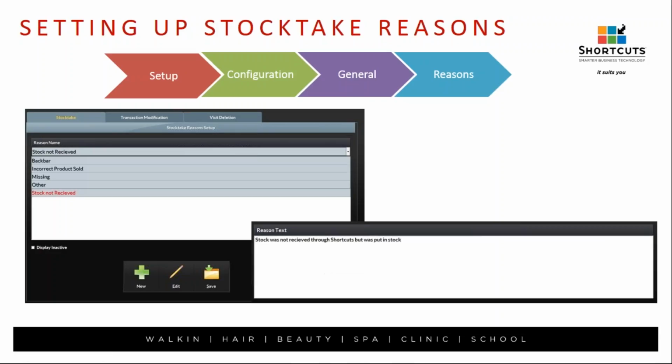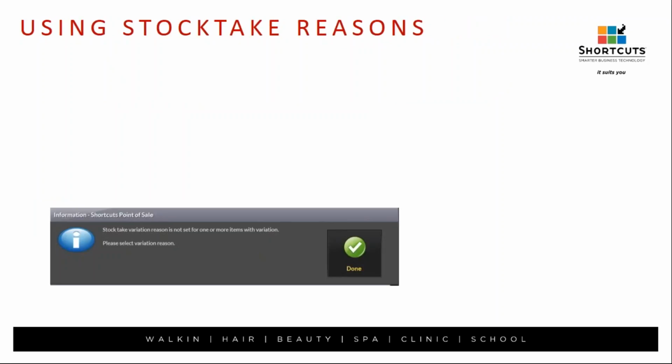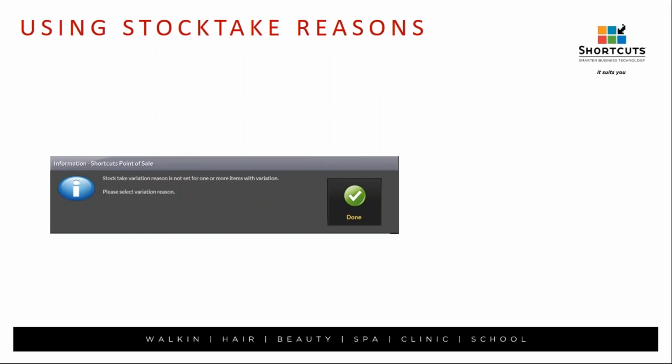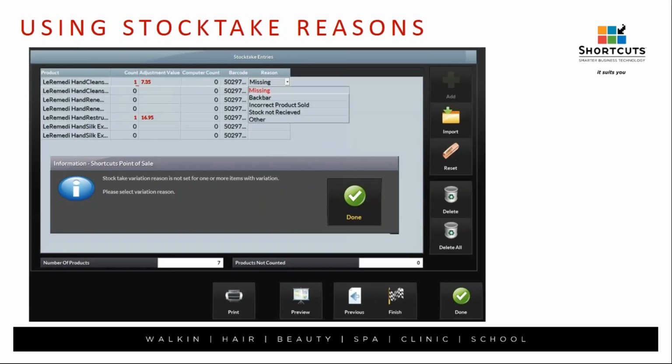Create your different reasons, and you can even put yourself a little description in the reason text. If you perform a Stocktake and you don't put a reason in there, you will see that this little message will appear. So Stocktake variation reason is not set for 1 or more items with variation. Please select variation reason.